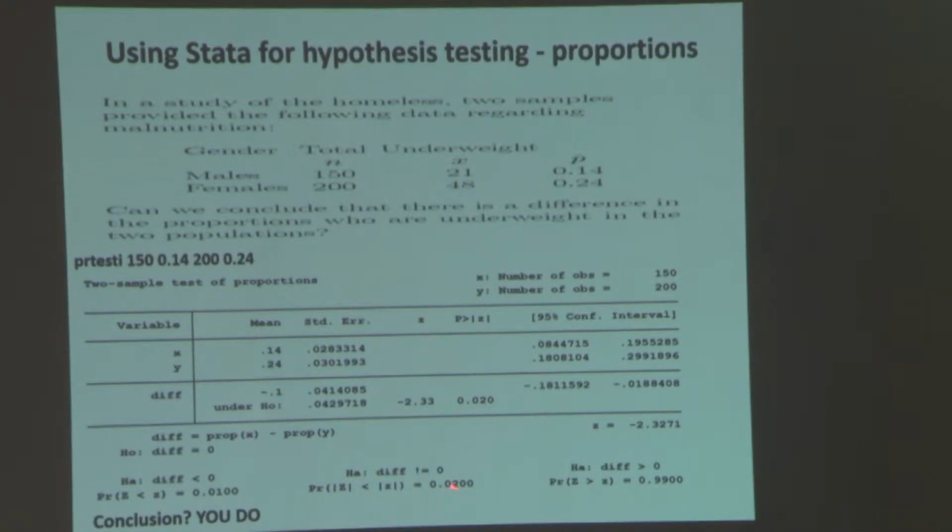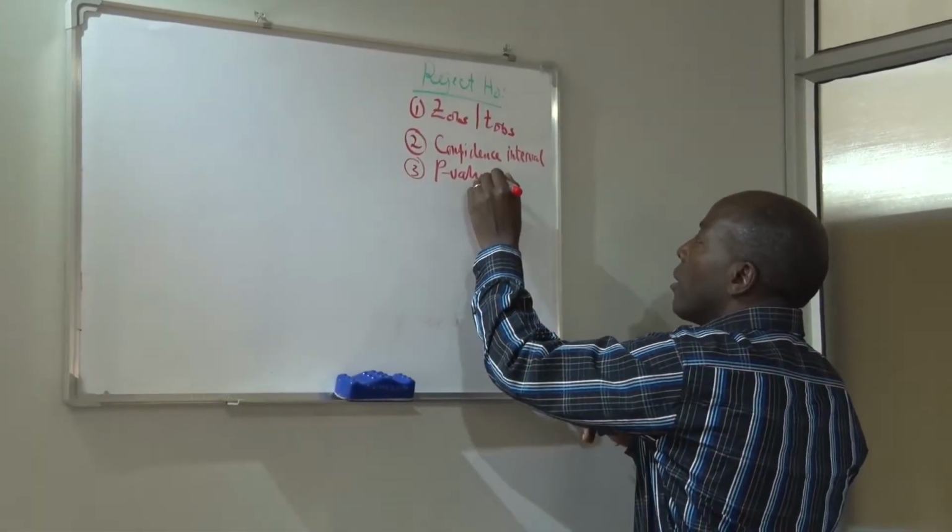Look at the p-value. The p-value is 0.02. It is less than alpha of 0.05. And if the p-value is less than alpha, then we also reject the null hypothesis. So the third way in which we reject the null hypothesis is by using the p-value.